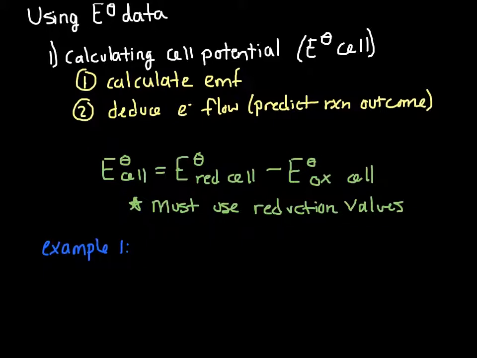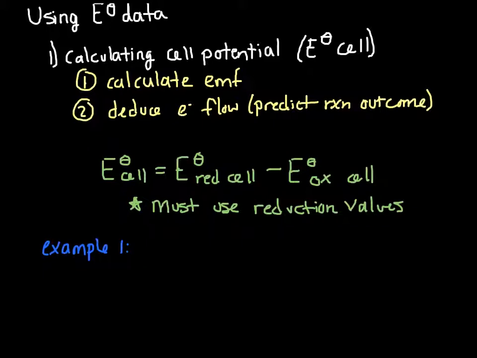But what you need to keep in mind is all the E theta values must be the reduction values that are provided to you in table 14. So even though you're working with an oxidation cell, and you would think you'd want to turn it to the opposite value, you do not want to do that. This calculation is set up to look at all the reduction values, and therefore you want to keep it that way.